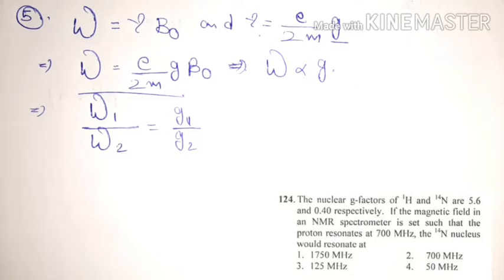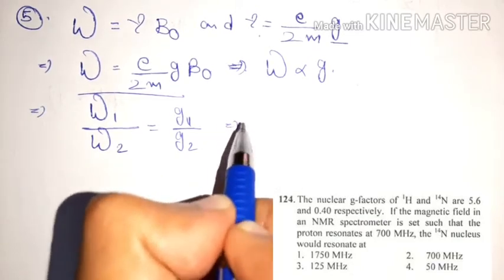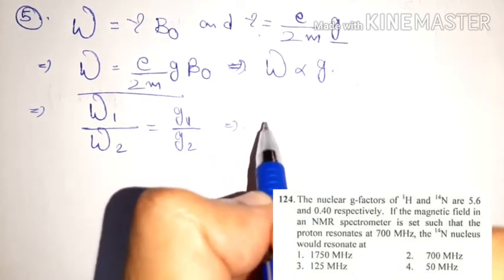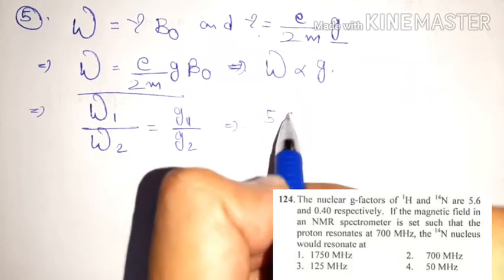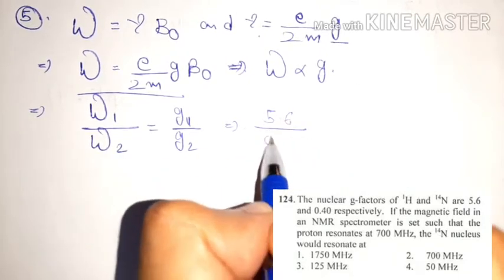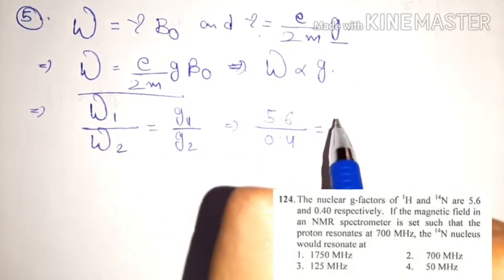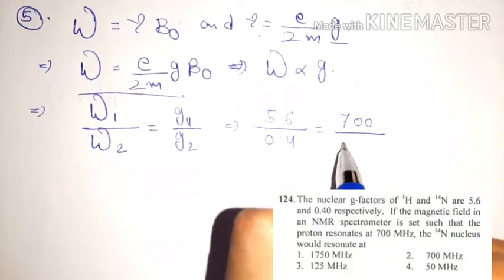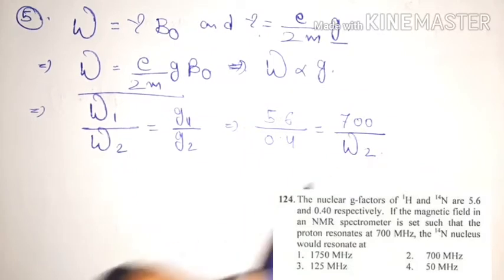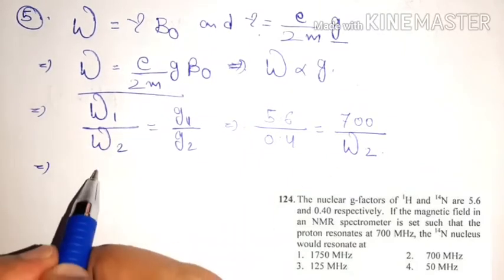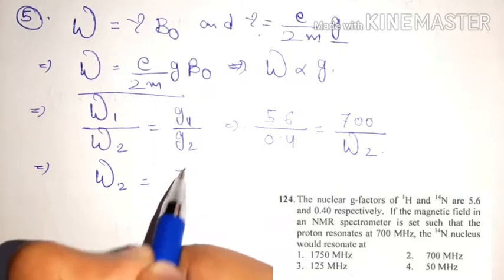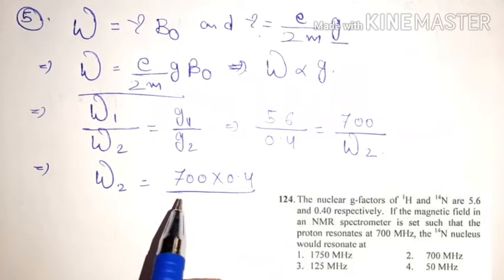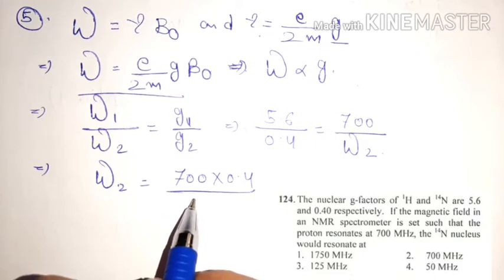So G1 is 0.4, and G2 is 5.6, divided, is equal to omega 1 upon 700 megahertz, and we must find the value of omega 1. So the value of omega 1 will be equal to 700 into 0.4 divided by 5.6.